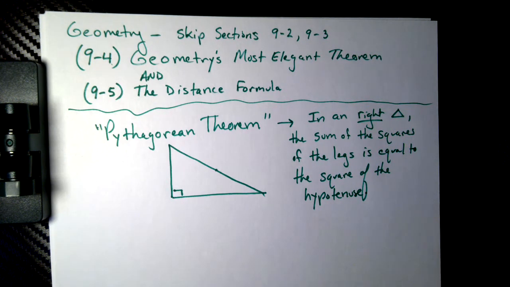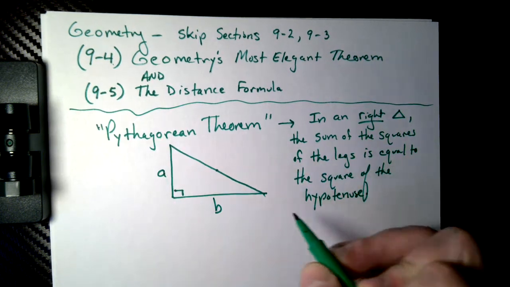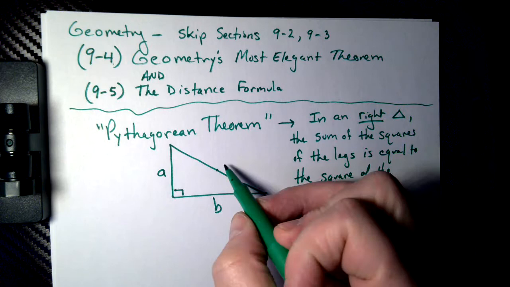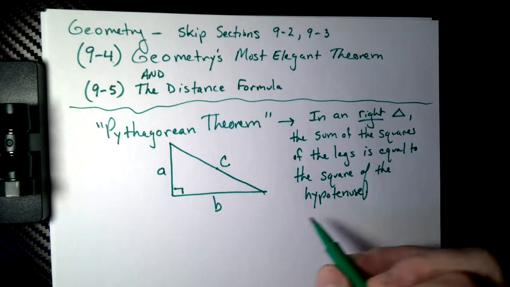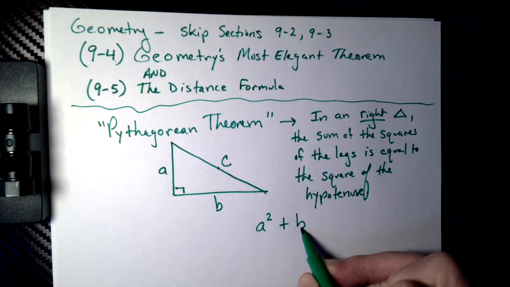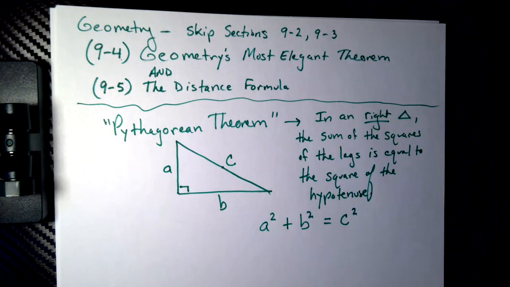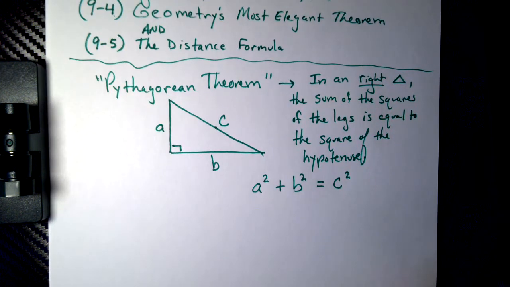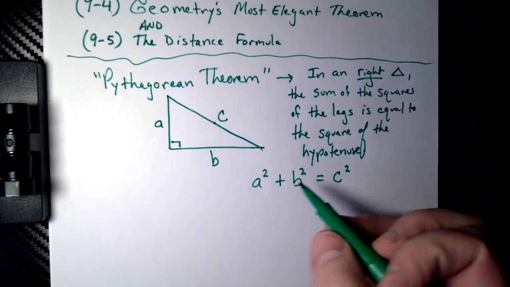The legs are the two sides that make up the right angle. They usually call one of those A and the other one B. It really doesn't matter which one's which. Usually, the hypotenuse is called C. The sum of the squares means add them together. If you square one leg and add the square of the other leg, that's always going to equal the square of the hypotenuse. It works every single time. So we could use the Pythagorean theorem to find the third side if one of the sides is missing.